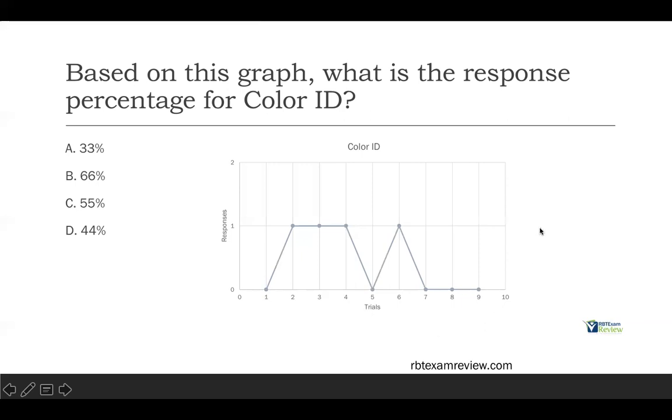So out of the 9 trials, they responded 4 times. What is the response percentage? You would divide 4 divided by 9 and get what? 44%. And that is your response percentage. Is that easy, right? That's how you convert data to percentages in ABA.